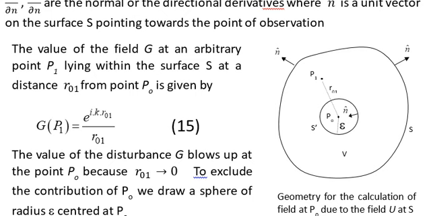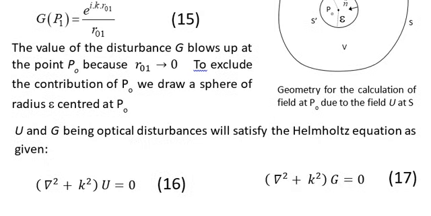So you see that you can look at the point P. Now we want to calculate the contribution of the hypothetical point source located at the point P0, and we want to calculate its contribution at the point P1 located at a distance r01. And the contribution of G at a point P1 is e to the power iota k r01 over r01. The value of the disturbance capital G blows up at the point P0 because r01 goes to 0 at that point.